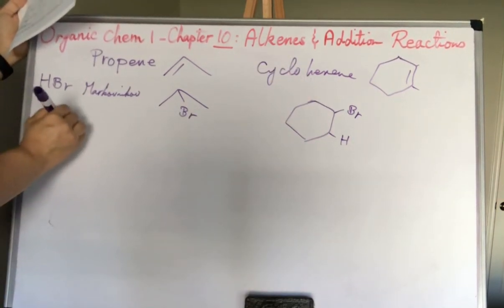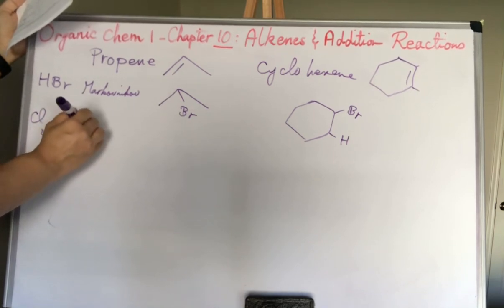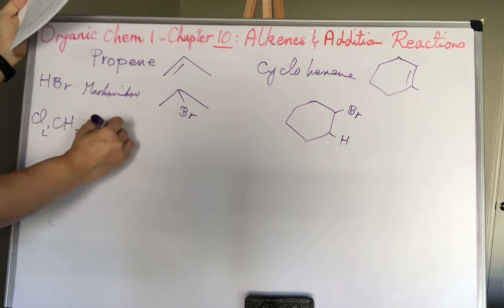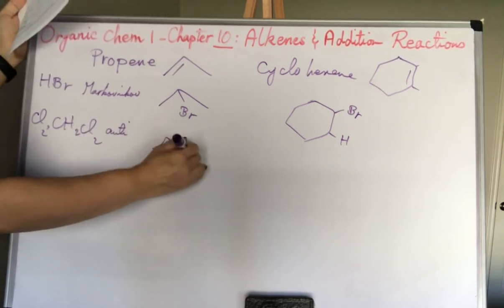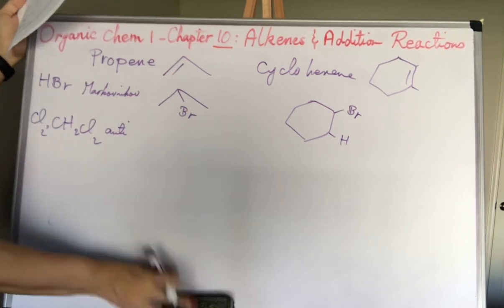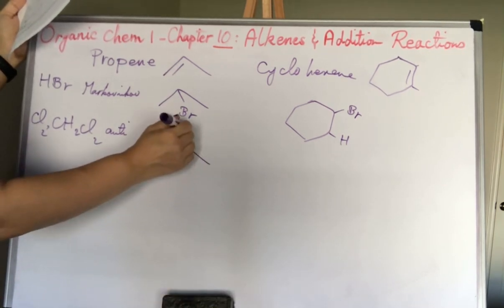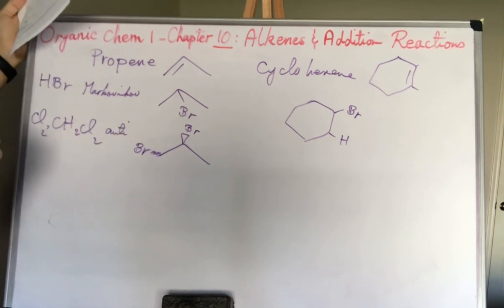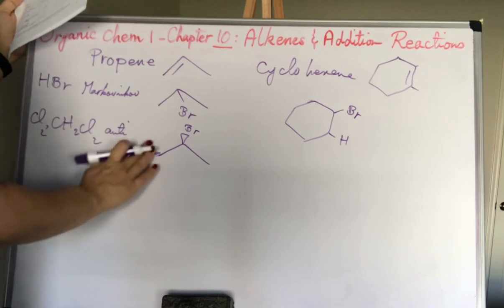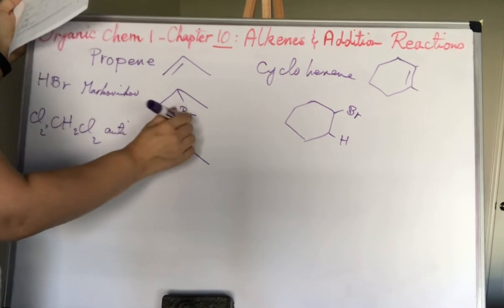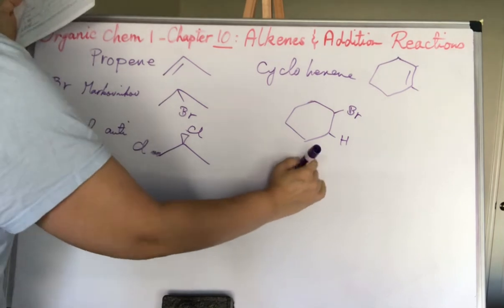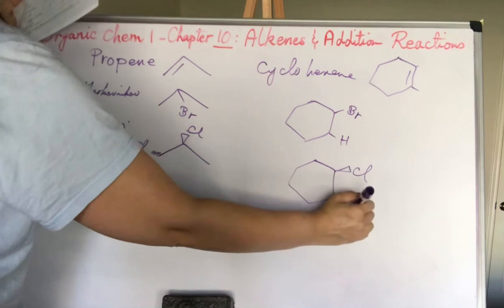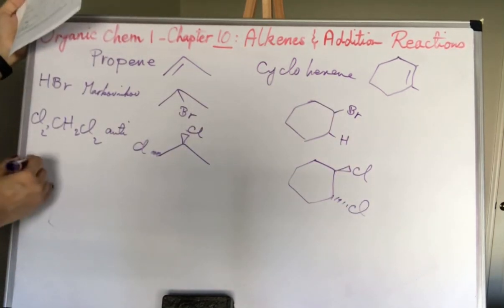Cl2, CH2Cl2. Markovnikov doesn't matter here, but it's an anti-addition, meaning we need to show the trans product. Okay. Oh, sorry, this is Cl. Sorry, my bad. To the other one also, you show the trans product.